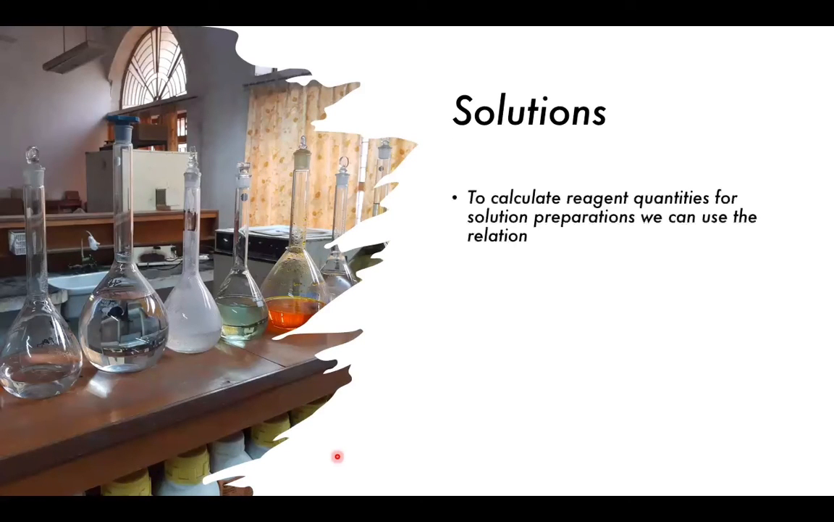Solutions then, so this is where we're trying to create dilute solutions more or less from more concentrated ones. It's harder to go in the opposite direction. So to calculate reagent quantities for solution preparations, we can use the relation where the molar concentration of the concentrated solution times the volume of the concentrated solution is going to be equal to the molar concentration of the diluted solution times the volume of the diluted solution, which means that if we know 3 out of 4 of these, then we can find the 4th one by simple rearrangement of the equation.